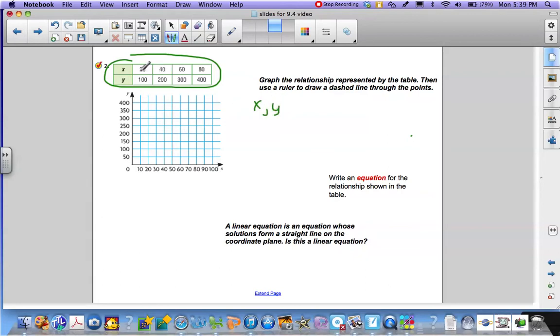Your x coordinate is 20, your x value is 20, y is 100. So we're going to go over 20 and up 100. Over 40 and up 200. Over 60 and up 300. Remember, the order is important. When you're graphing ordered pairs, the x value always comes first. You go along the x-axis. Finally, we have (80, 400). And again, you can see here that we have a straight line. So this is a linear equation.